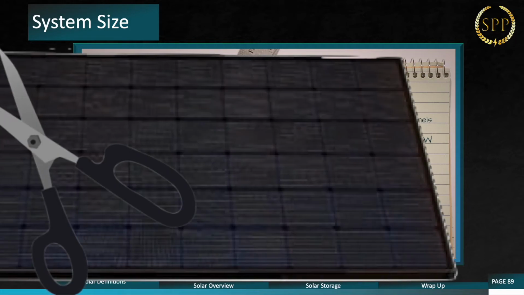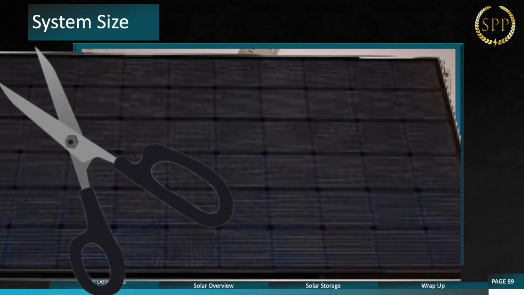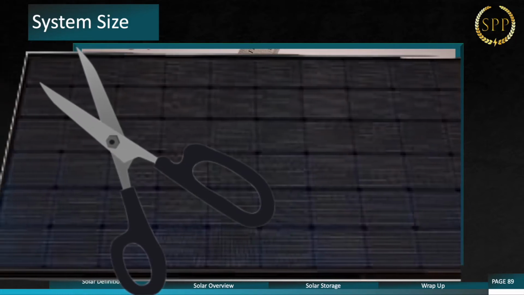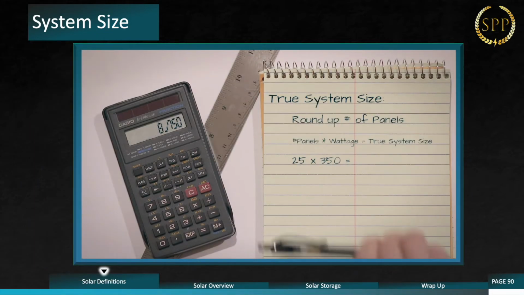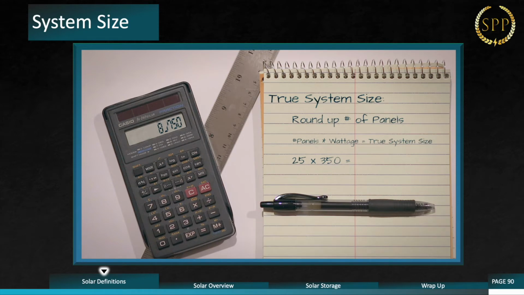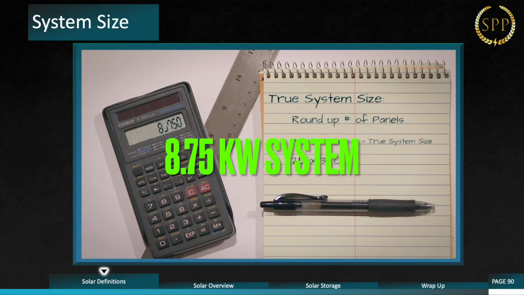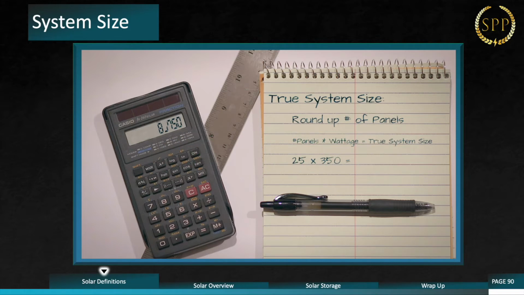Can I cut a panel into a tenth? If you're shaking your head no, good job. No, you cannot cut it into a tenth. So what are we going to do? We're going to round up the number of panels to give us our true system size. So we take the new number of panels and multiply that by 350, which is the wattage of our panel. That's going to give us an 8.750 kilowatt system, or 8,750 watt system.